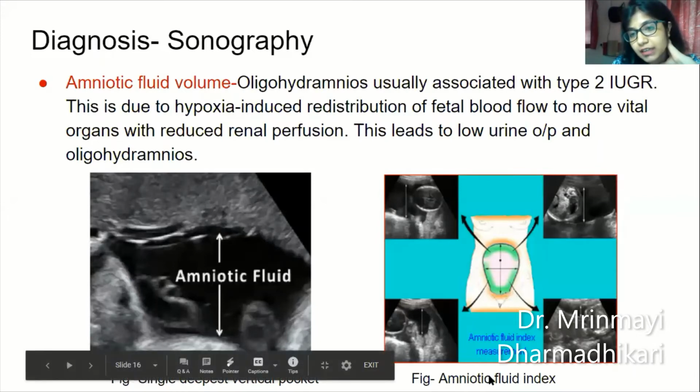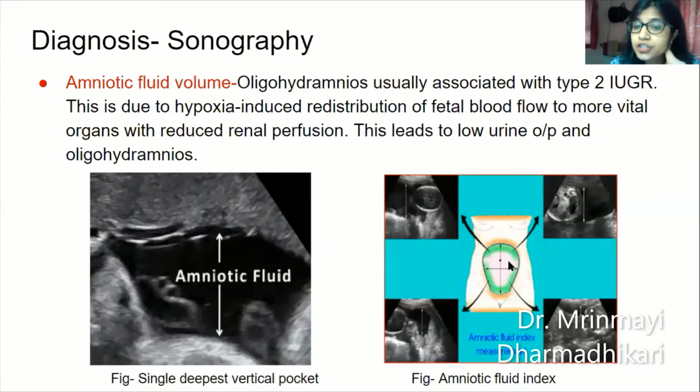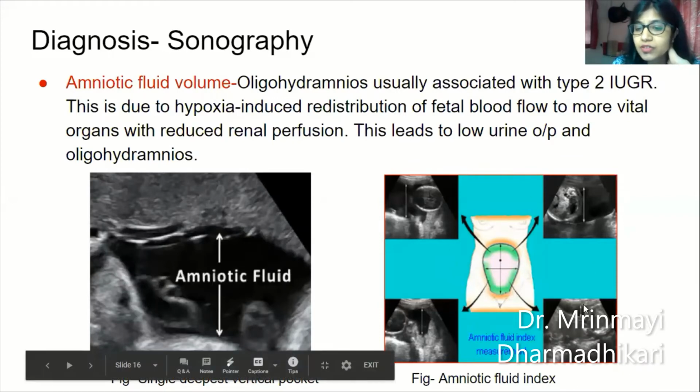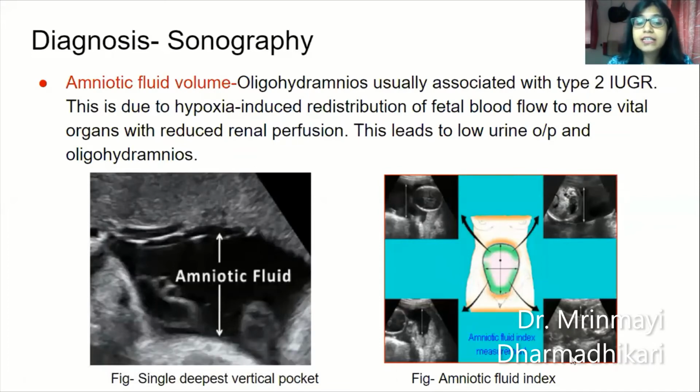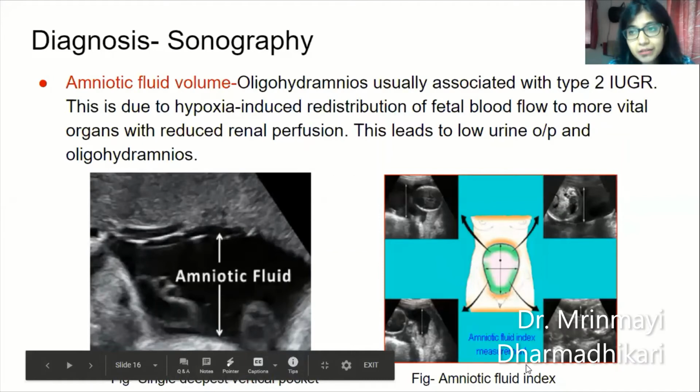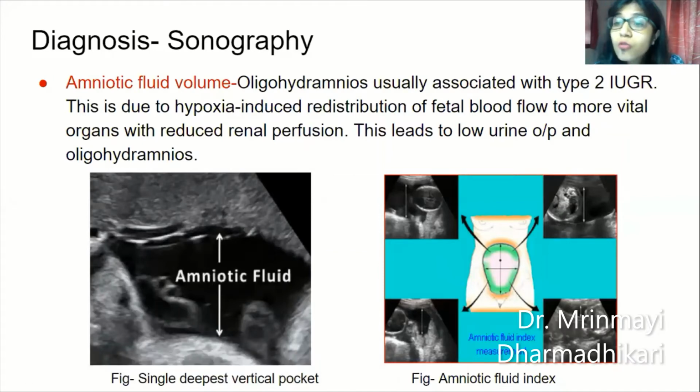Amniotic fluid index, on the other hand, measures the single deepest vertical pocket in each uterine quadrant. So you will get 4 values. The total sum of these 4 values will give you the amniotic fluid index. Okay. However, single deepest vertical pocket is a better method because AFI or amniotic fluid index will overdiagnose oligohydramnios.